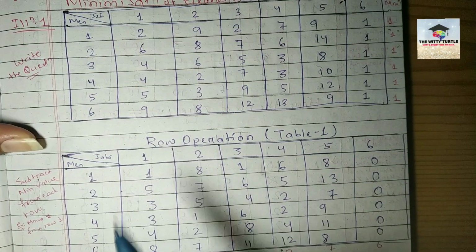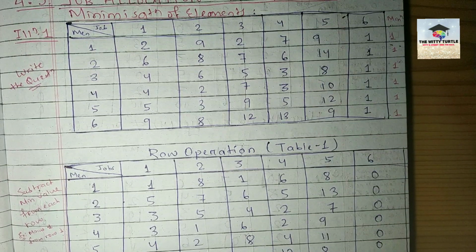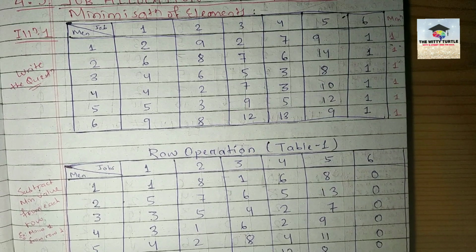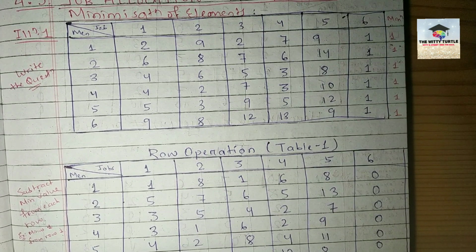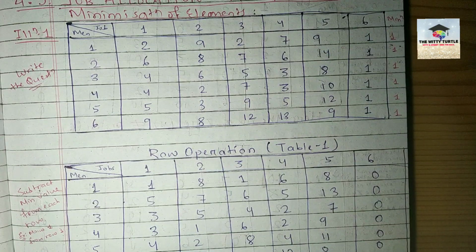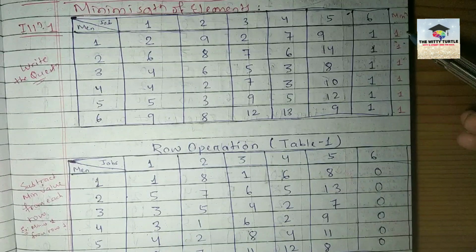Okay. So this is your question, right? This is your question. Now what was the first step? The first step was to make a row operation. Row operation कैसे करना है? In every row you have to find out the minimum number, right? Minimum number क्या है first row में? 2, 9, 2, 7, 9, 1. इसमें minimum क्या है? 1 है.